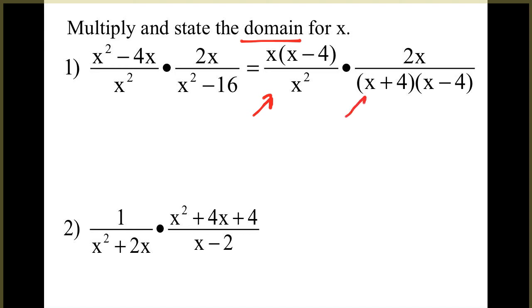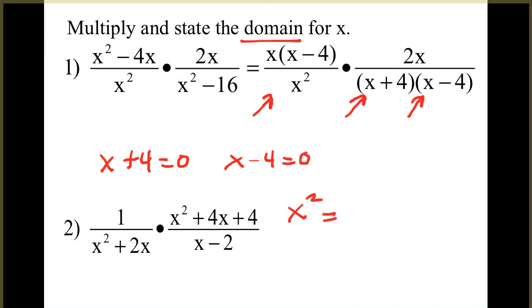So just a reminder, thou shalt not divide by 0. So all three of these denominators I can't have equal to 0. So it's at this point I know that if x squared equaled 0, that would give me a 0 in the denominator. But then I can set my other two, x plus 4 equal to 0 and x minus 4 equal to 0, and I can do x squared equal to 0.